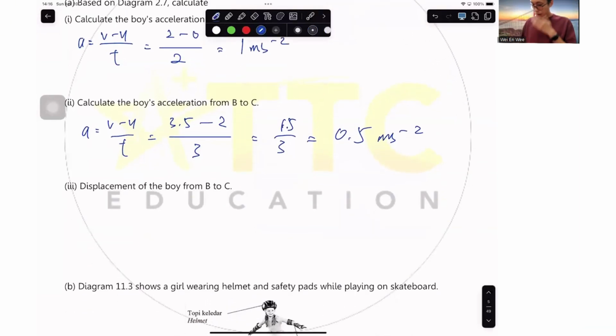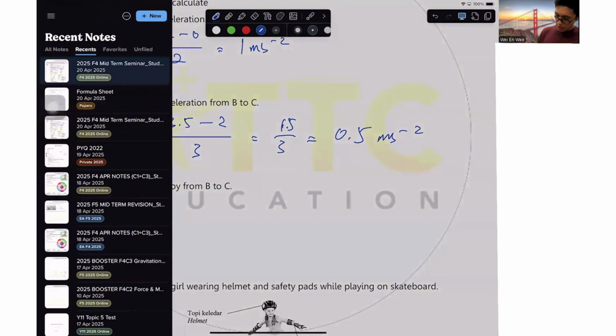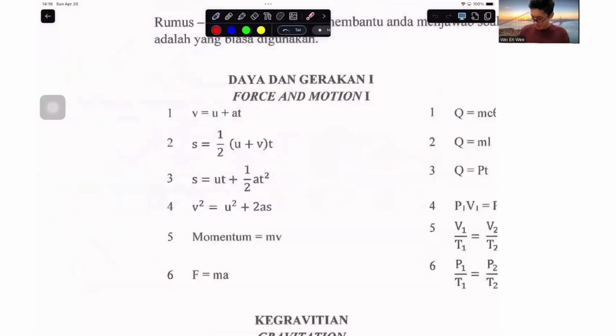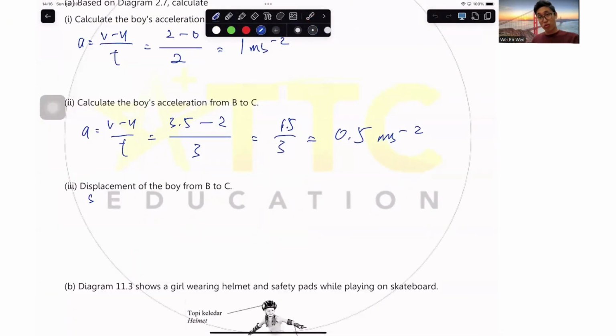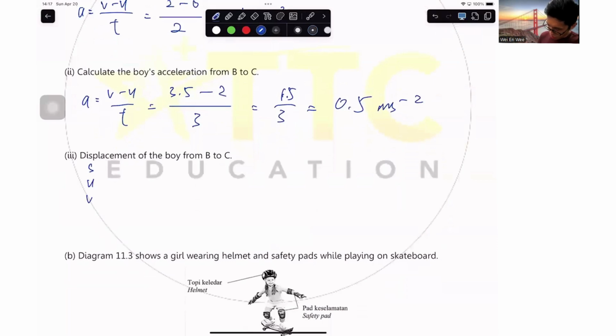Okay, next question. Calculate the displacement of the boy from B to C. Displacement means I want to find s. If you look at the formula sheet, there are formulas to find s. Got one here, got one here. Both of these are SUVAT equations. So it's very obvious that they want you to use a SUVAT formula. So you do SUVAT, and you want to find displacement. You are trying to find s, so you put a question mark here.